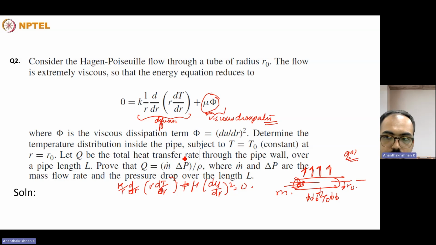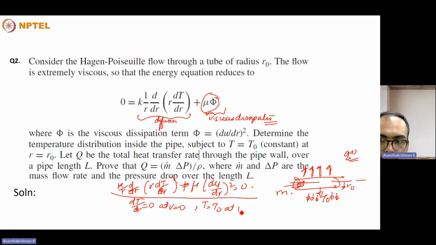So the boundary condition in this case is dT/dr equal to 0 at r equal to 0 due to the symmetry condition, and T is equal to T0 at r equal to r0. And it's a Hagen-Poiseuille flow. So, scan 2. We can write u from the parabolic velocity profile. I'm straight away writing it.